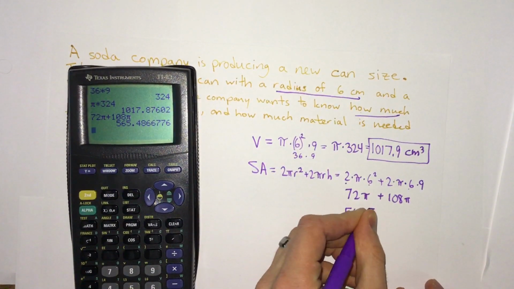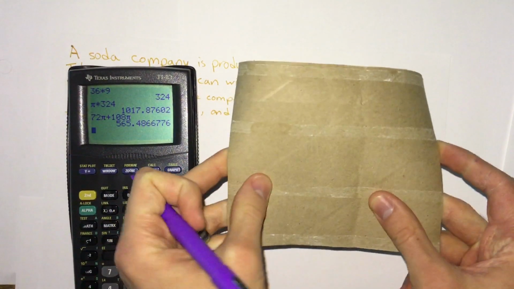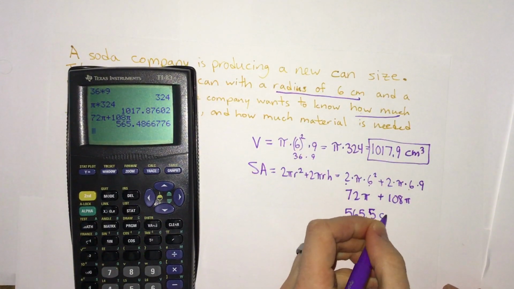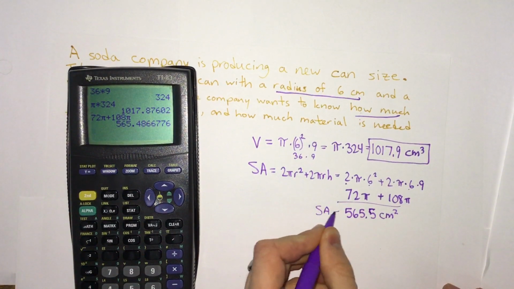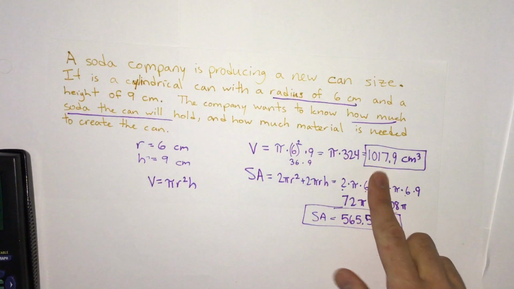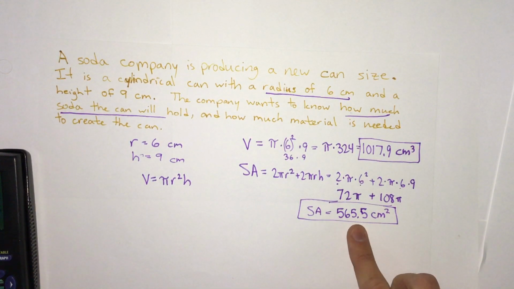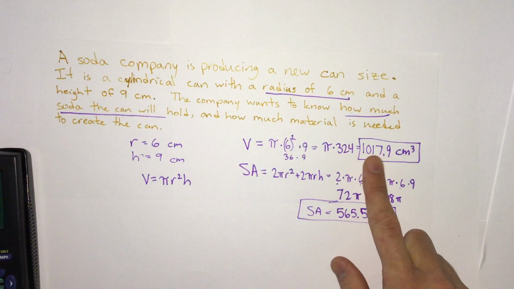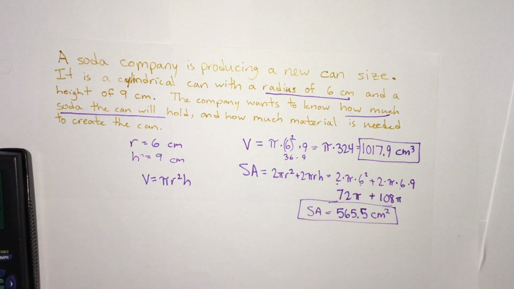Now surface area, we're talking about a three-dimensional shape, but we're talking about the flat area. That means we're talking about units squared. So surface area is centimeters squared. So we get that the material used would be 565.5 square centimeters, and the amount of soda it could hold is 1017.9 cubic centimeters of soda.